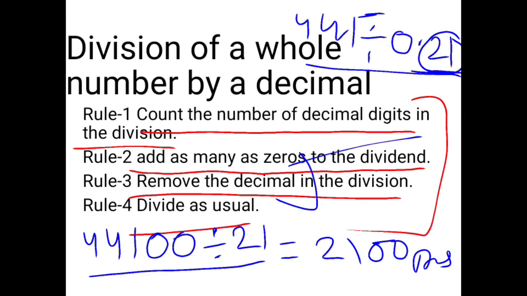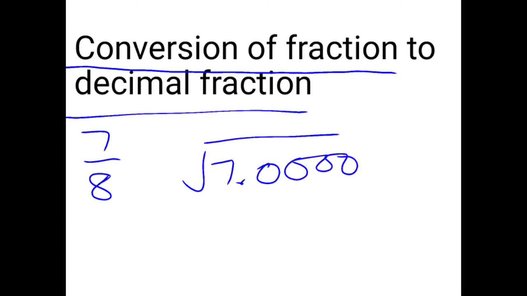Now move to the next topic, that is about conversion of fraction to decimal fraction. How do you convert a fraction to a decimal fraction? For that we have to keep in mind some rules. First rule, if it is a proper fraction, like I am taking this example, then in that case, just write the numerator as a decimal, like 7, then decimal, then 0 0 0, as many 0s as you require, and then divide as usual.